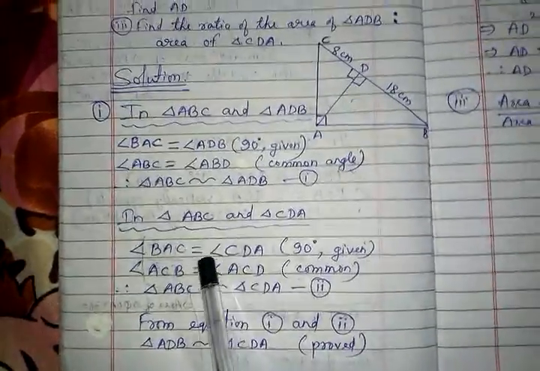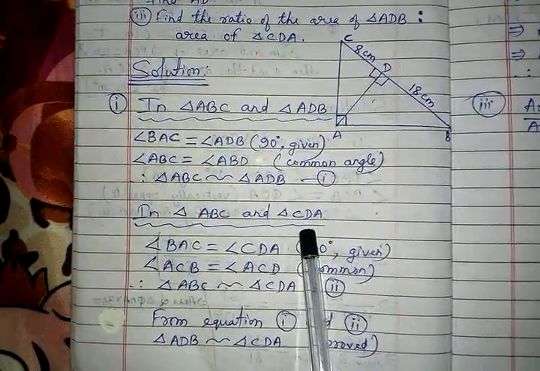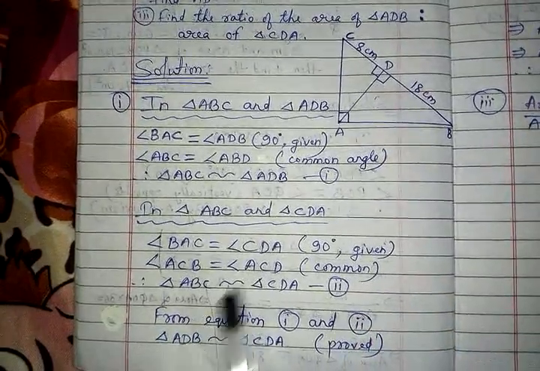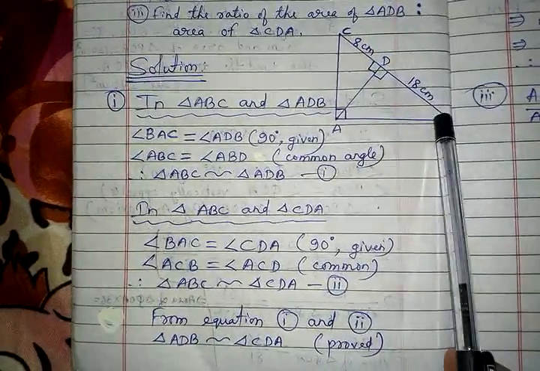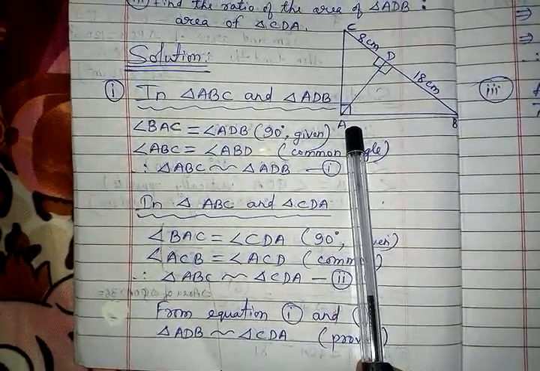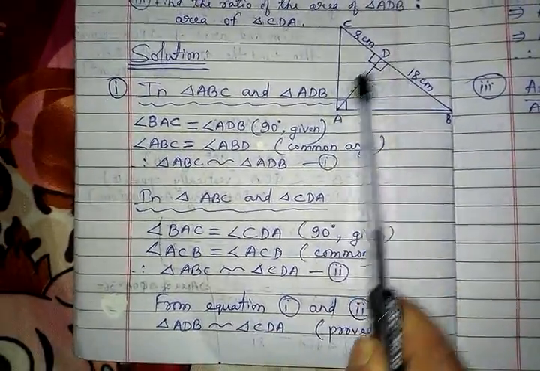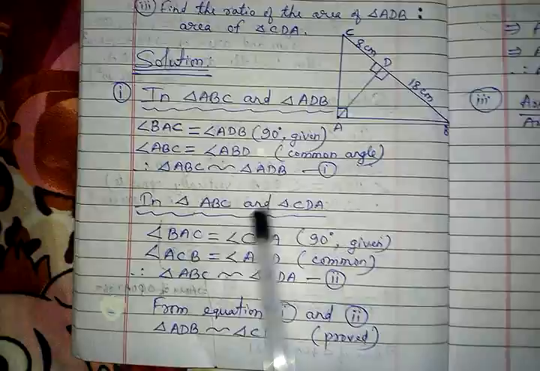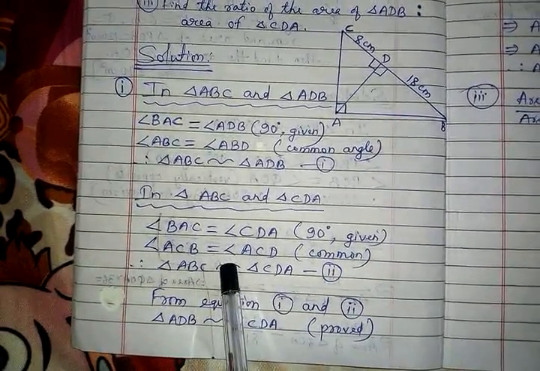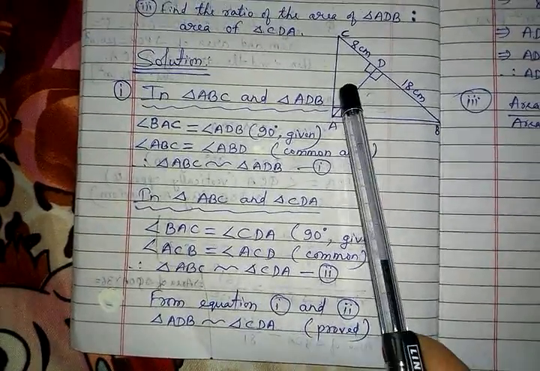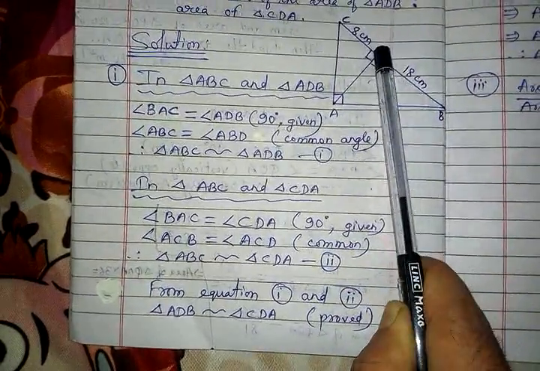Now in case 2, again angle ABC, the whole larger triangle we will take, and smaller triangle CDA, the upper part, we will take. So in these two triangles, angle BAC is equal to angle CDA. BAC, that means this angle A is 90 degrees, and CDA means angle D at the above part. This D also is 90 degrees. So both are 90 degrees given in the question. And angle ACB is equal to angle ACD. ACB of the greater triangle and ACD of the smaller triangle.